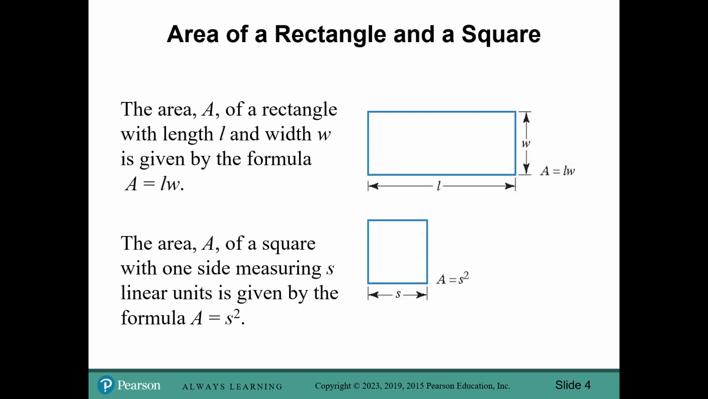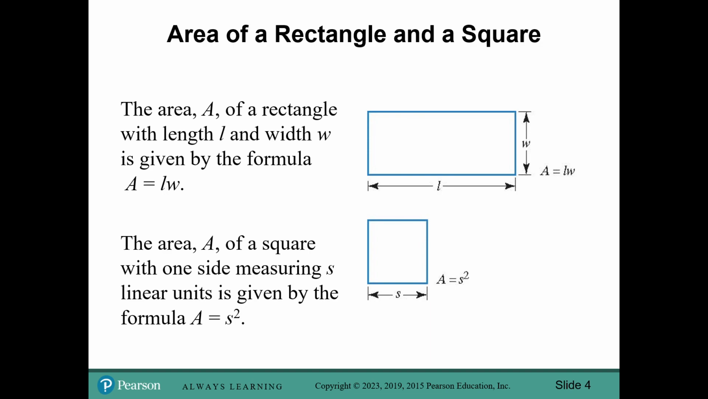Now, let's look at the area of a rectangle and of a square. Looking at the rectangle, the area A of a rectangle with length L and width W is given by the formula A equals L times W, length times width. It gives you the area of your rectangle.